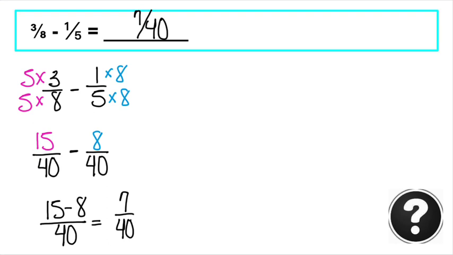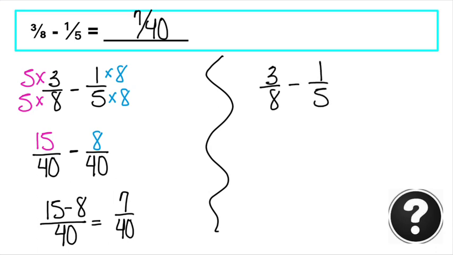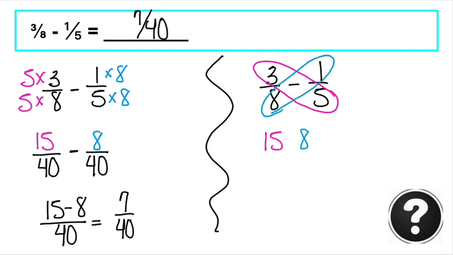7 is a prime number and it's not a factor of 40, so this lets me know that I do not have to simplify. Now, let's say you prefer butterfly. We can use the same problem to use that strategy. And I'm going to cross multiply. 3 times 5 gives me 15. 8 times 1 gives me 8. And then 8 times 5 gives me 40.